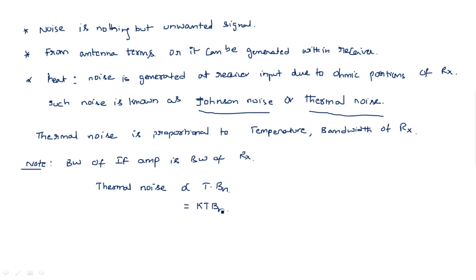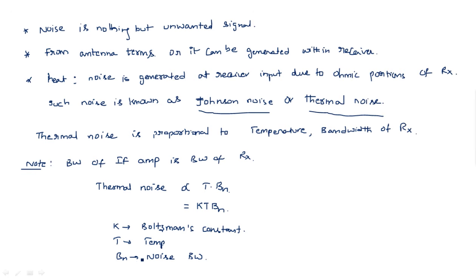KTBn. K is nothing but Boltzmann's constant. T is the room temperature, and Bn is nothing but noise bandwidth. I am writing here: K is Boltzmann's constant, T is temperature, room temperature, and Bn is noise bandwidth. This is what the thermal noise is proportional to.